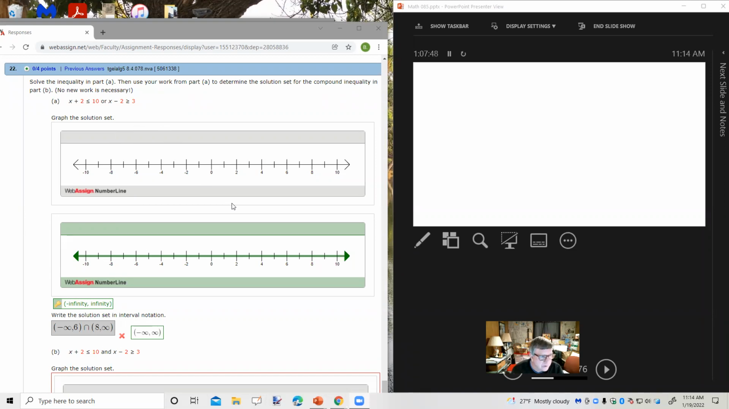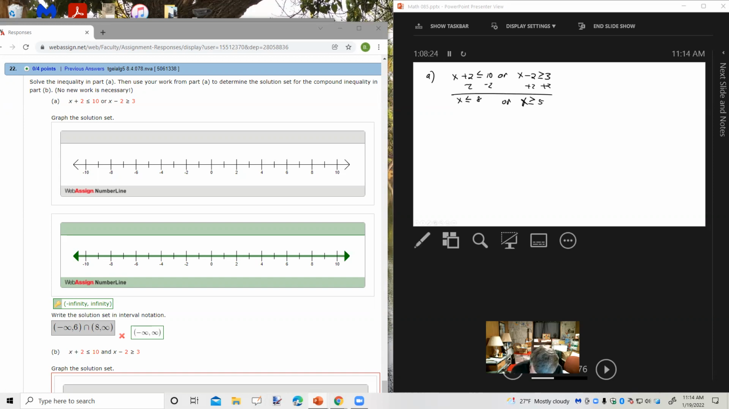So let's take a look, first of all, at part A. Okay. So we've got x plus 2 less than or equal to 10, or, and this is, by the way, from 8.4, number 22, x minus 2 greater than or equal to 3. All right. So I'm going to subtract 2. I'm going to get x less than or equal to 8. I'm going to add 2. I'm going to get x greater than or equal to 5. And it's an OR situation.